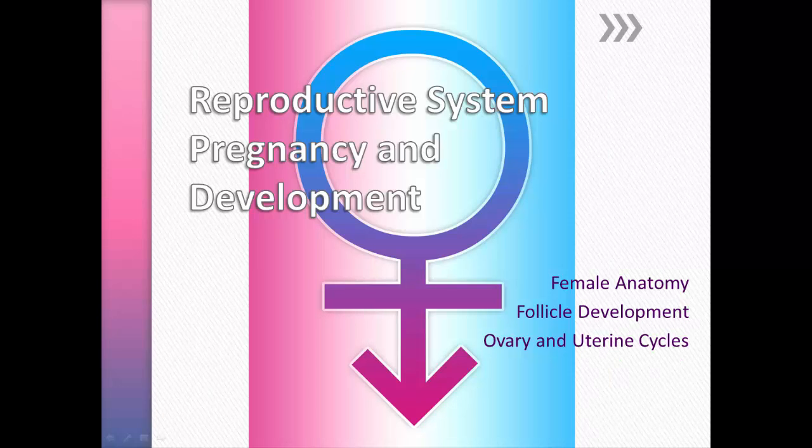In this video lecture, we're going to look at the female reproductive system, looking at the anatomy, how the follicle develops within the ovary and the process of oogenesis, and then an overview of the ovarian and uterine cycles. And then in the next video, we'll look at how hormones affect those cycles.